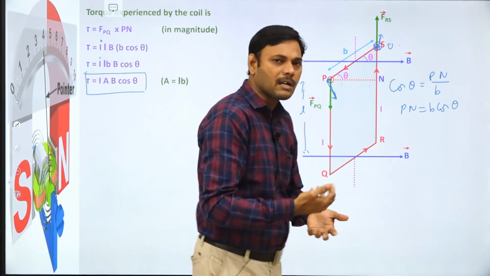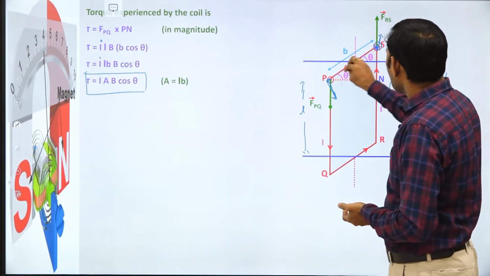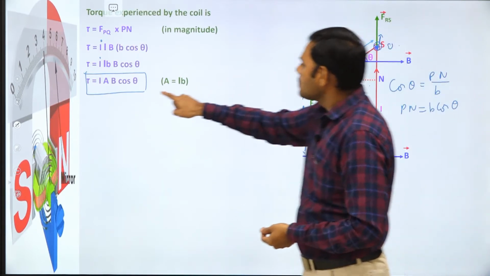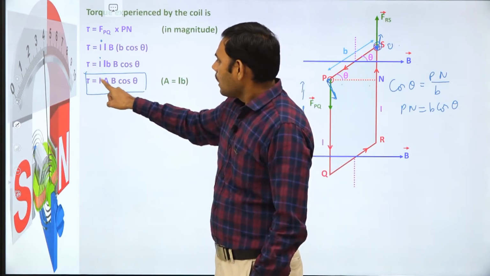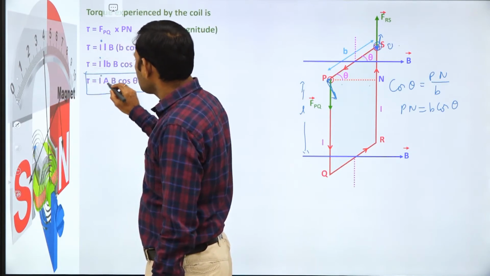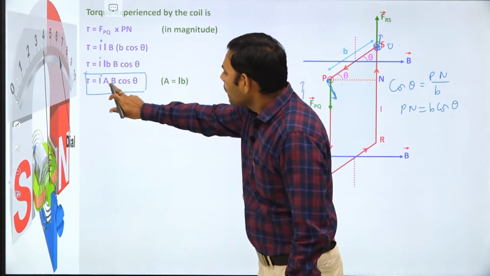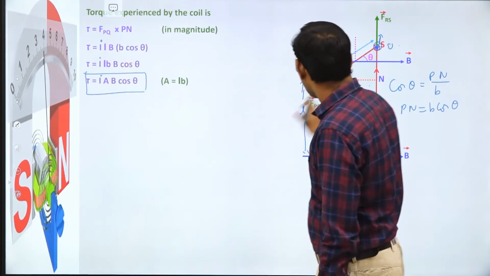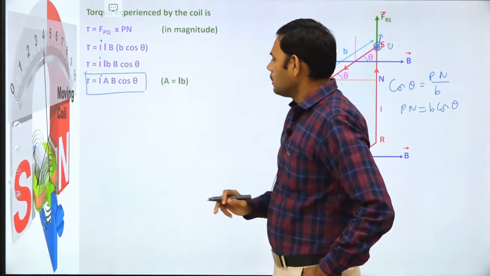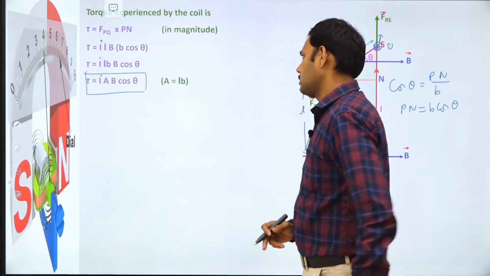It may not be in cos form always. Under this condition, when we assume the angle made by the magnetic field with the plane of the coil as shown in the diagram is theta, then torque is IAB cos theta. I repeat, I is the current passing through the coil, A is the area of cross section of the coil, B is the magnetic field, and the angle between the face of the coil and the magnetic field, as shown in the diagram, is theta. Then IAB cos theta is the torque.